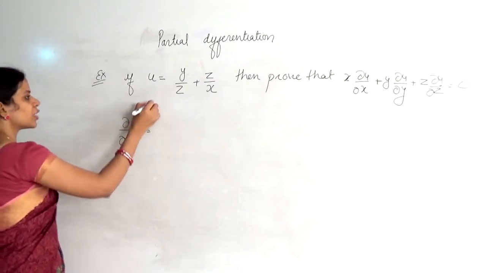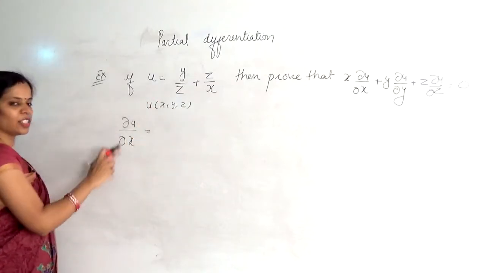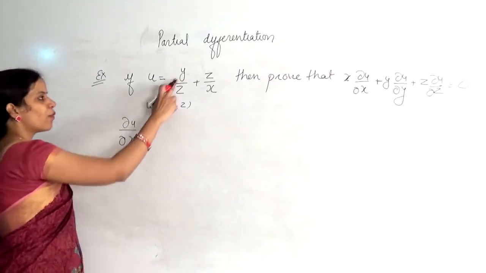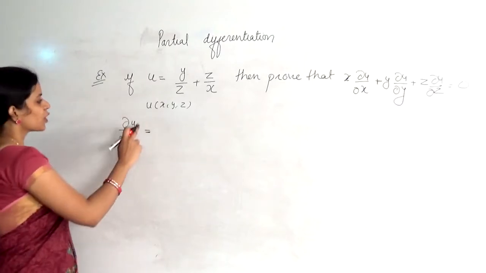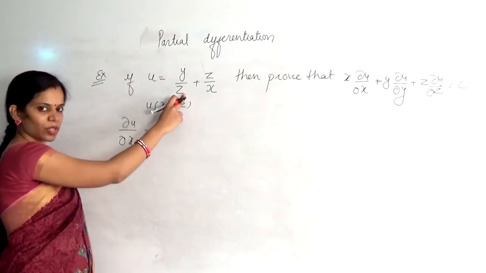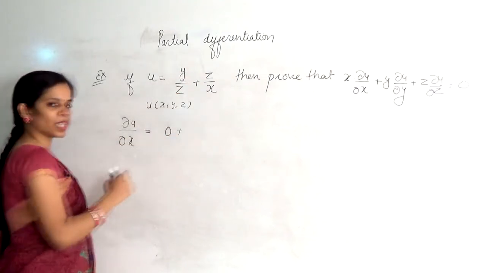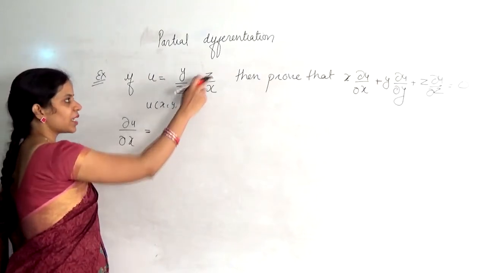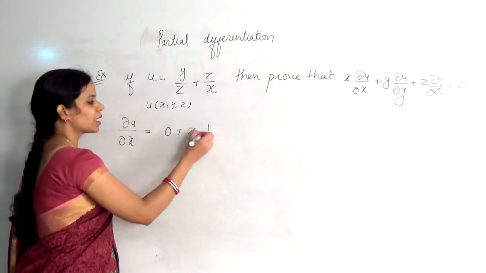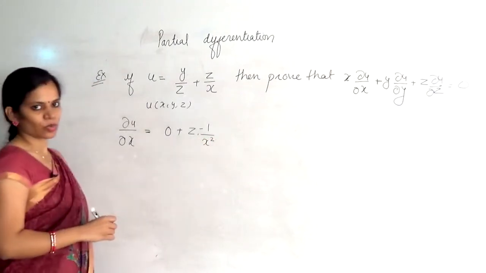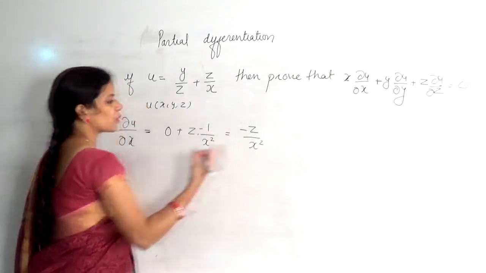Then del u upon del x. Here u is a function of x, y and z. So if we have to find del u upon del x, then we have to keep y and z constant. At first we differentiate y upon z; y will be constant and z will be constant, so we get 0 here. To differentiate the next term, z is constant and the differentiation of 1 upon x will be minus 1 upon x square. So we get minus z upon x square.